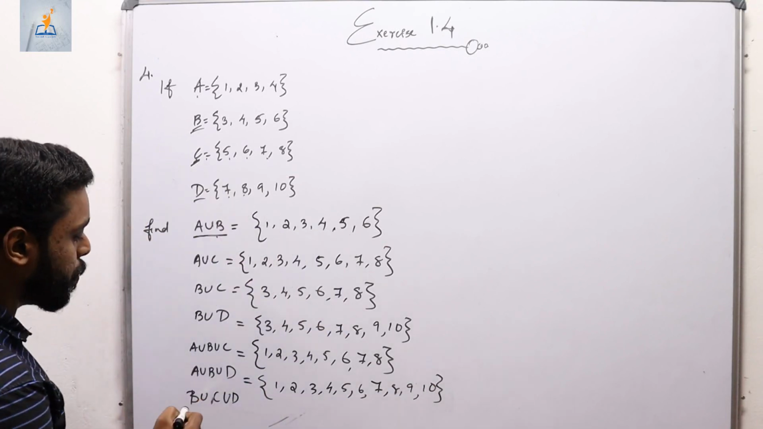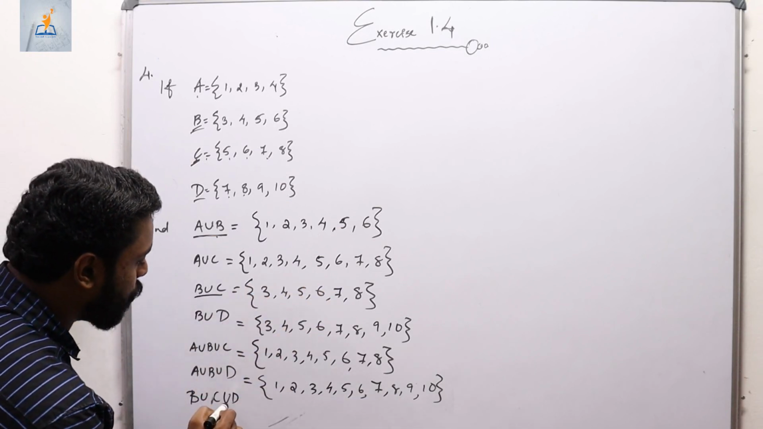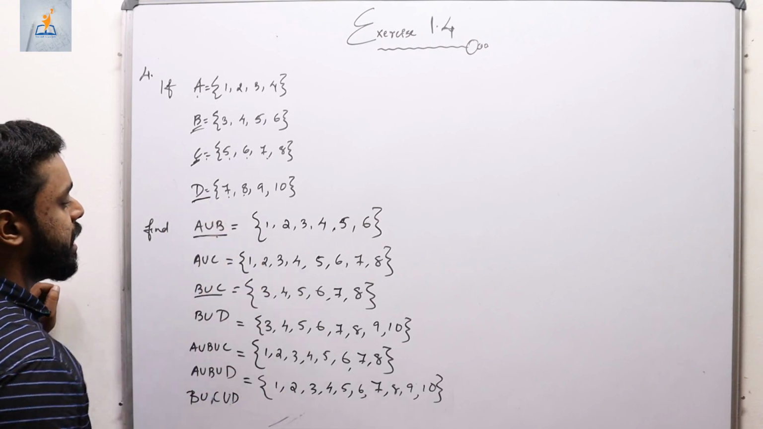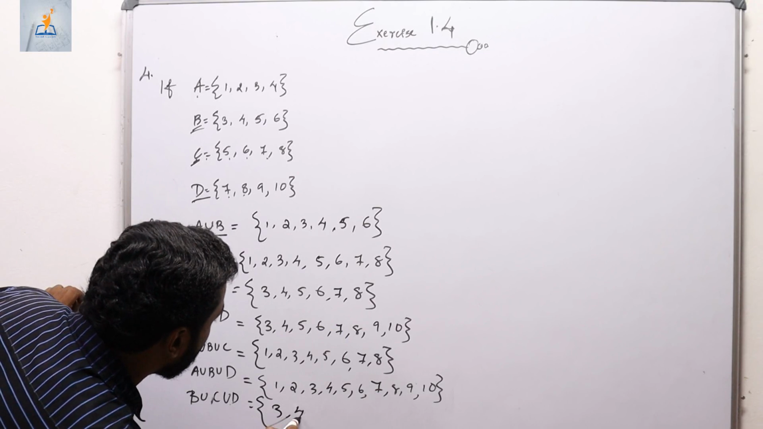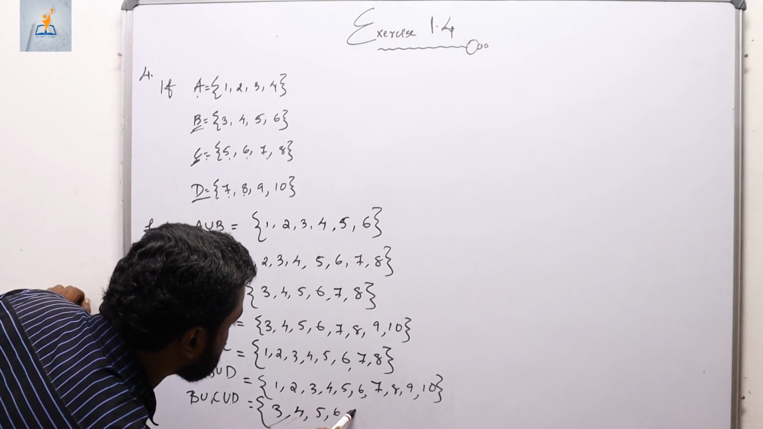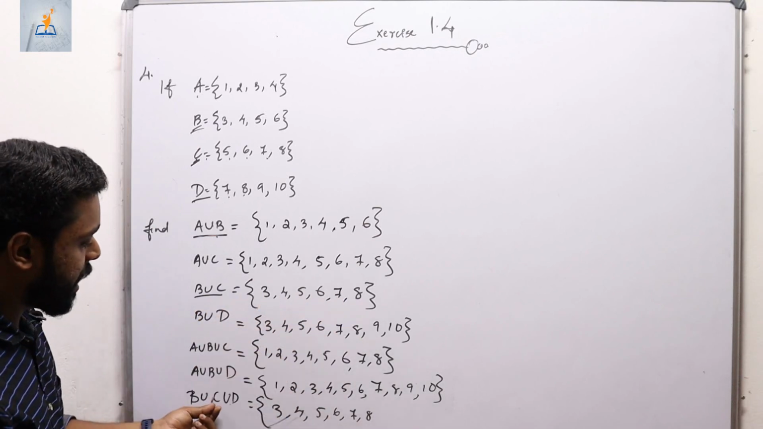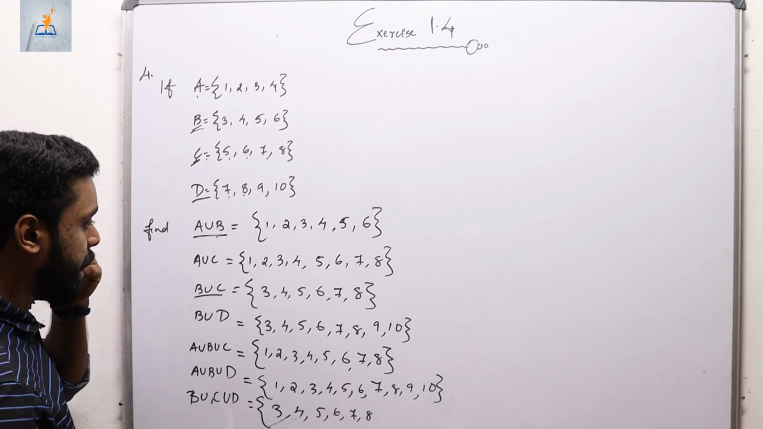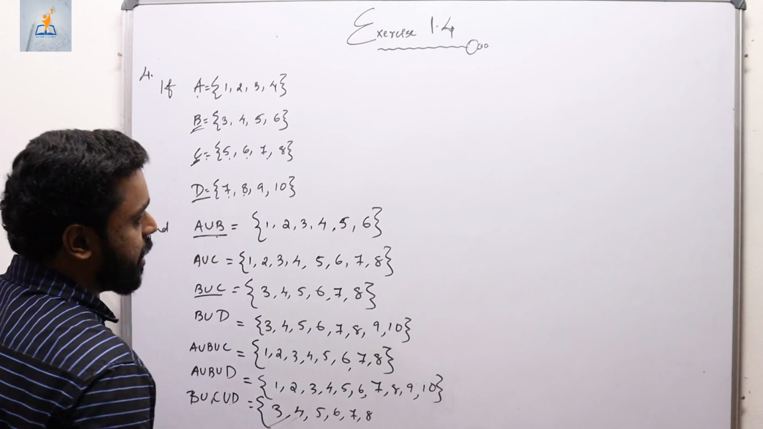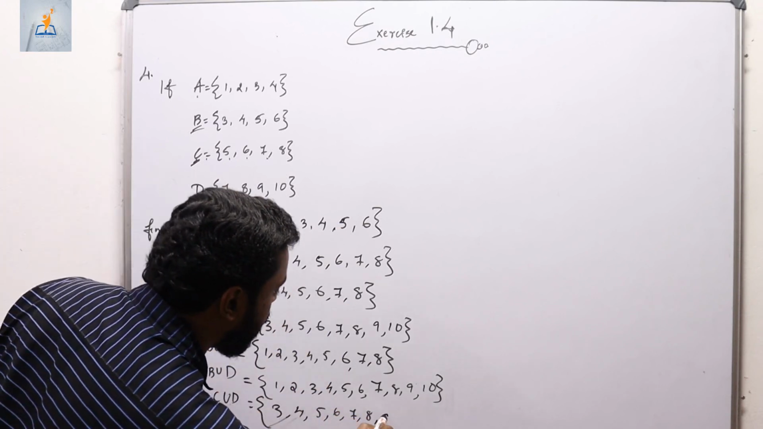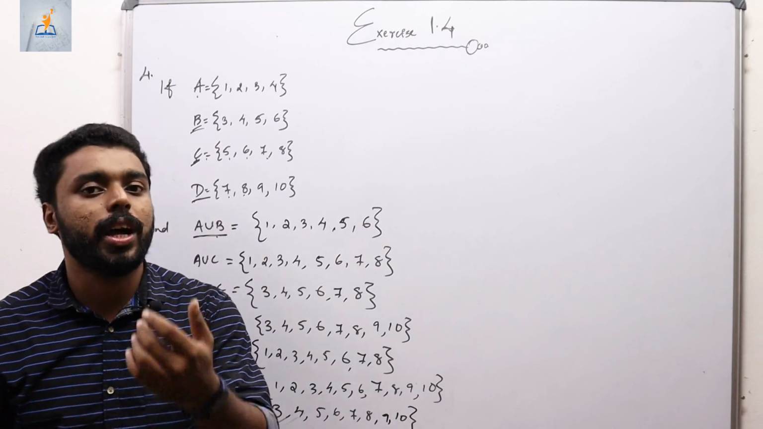Now coming on to the last, B union C, union D. We already found out B union C. Now we have to find out union D. So D is here, B union C is here. What all things are there in B union C? 3, 4, 5, 6, 7, 8. So these things are in B union C. Union D, what all things are there in D? 7 and 8 are there in D, and we have written them here also. Now the remaining is 9 and 10. So this is the required answer. Now we shall move on to the next question.